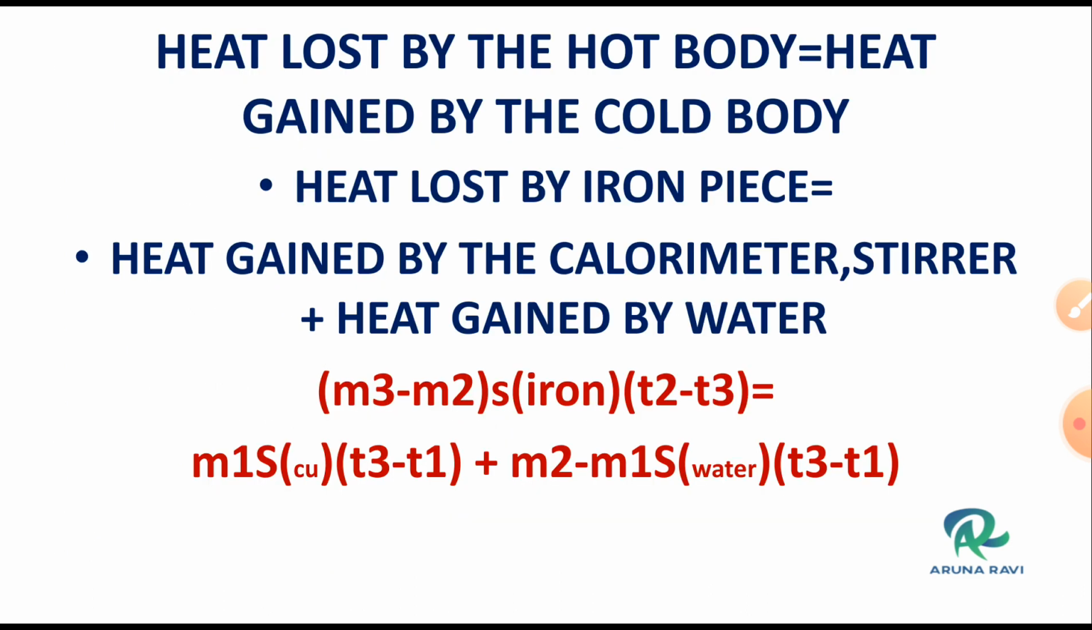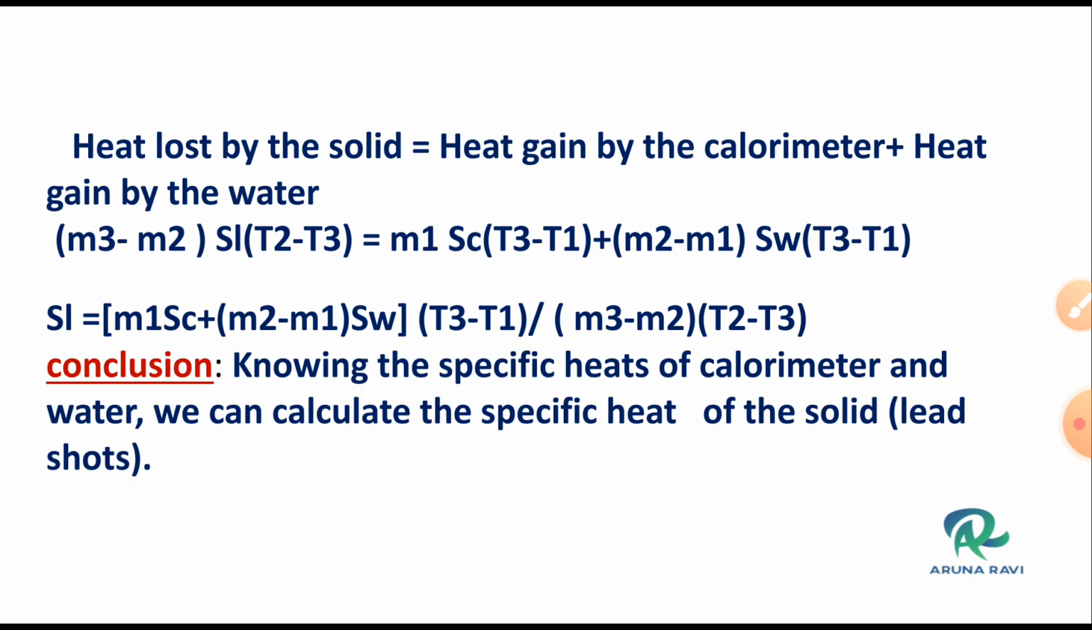Then, heat lost by the hot body is equal to heat gained by the cold body. Heat lost by the iron piece is equal to heat gained by the calorimeter plus heat gained by the water, and write the formula. By using this formula we can calculate the specific heat of the solid, and likewise you can write. Afterwards you have to write the conclusion: knowing the specific heats of the calorimeter and water, we can calculate the specific heat of the solid. Whether they give lead shots or iron bolt, whatever solid they give, you may write like that.